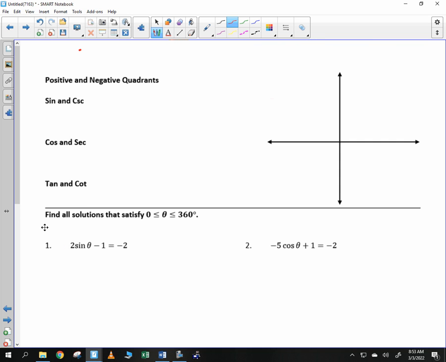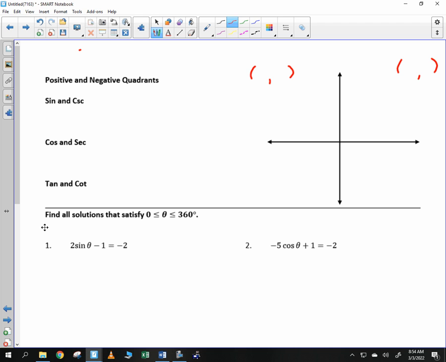Okay, so you have a general idea of our reference angles. The second thing we need to do before we talk about solving the equations is talk about where sine, cosine, secant, cosecant, tangent, cotangent are positive and negative. So here's what I'm going to do for you. We need to kind of think about this.